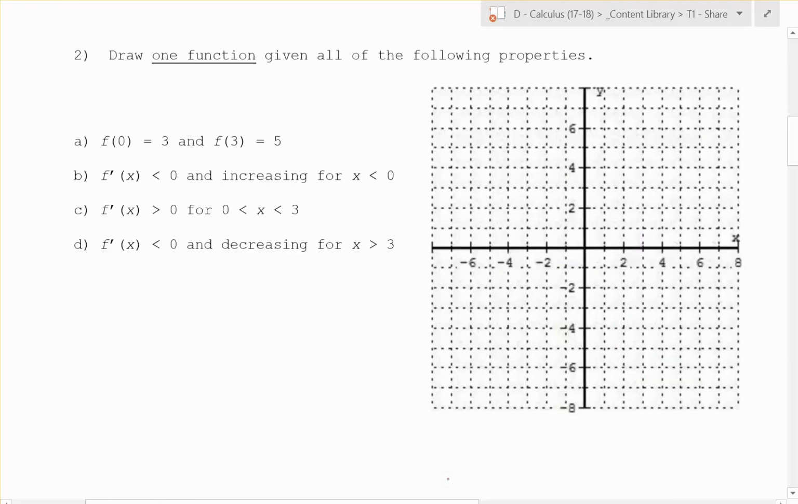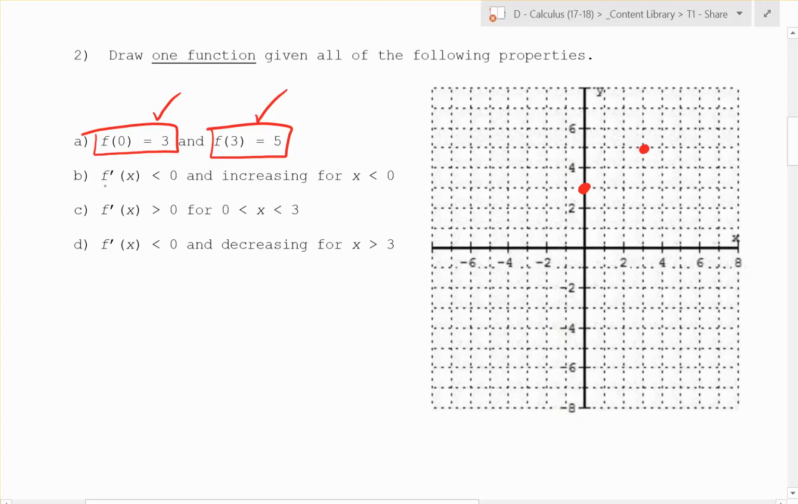So now, given some conditions, let's graph a function that works with all of these conditions. Draw one function given all the following properties. Part A says f of 0 is 3. That means when x is 0, y is 3. And when x is 3, y is 5. So 3, 5, right there. Take the easy stuff first. Graph the easy stuff.